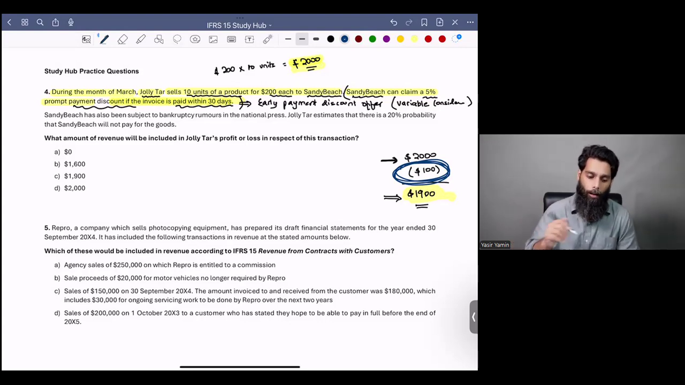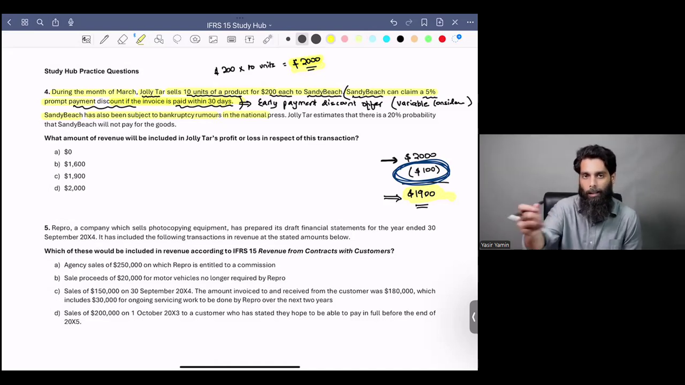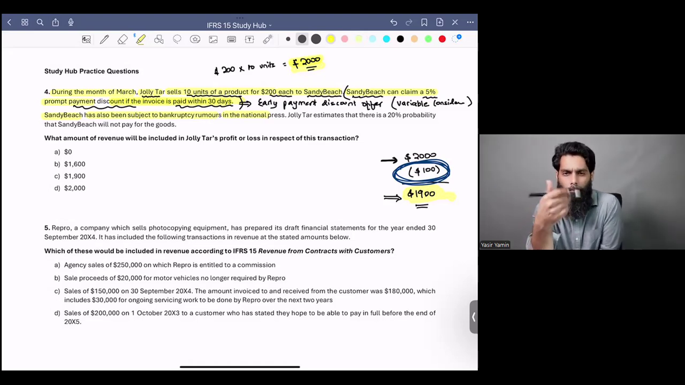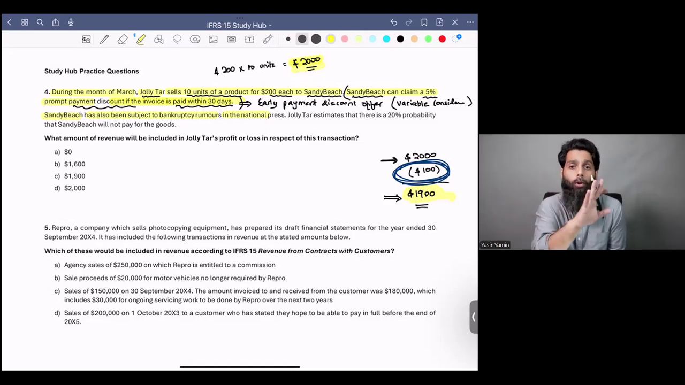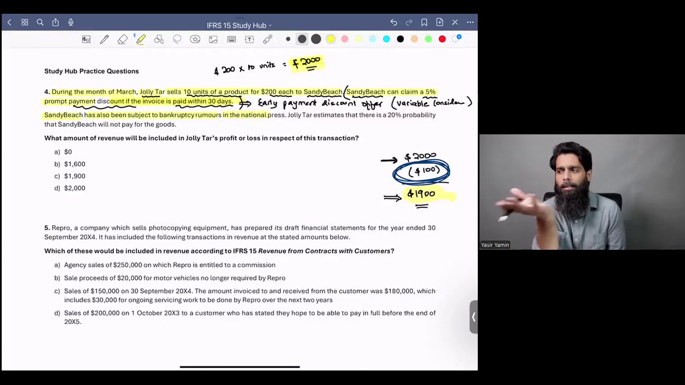So if you read the question further, it says that Sandy Beach has also been subject to bankruptcy rumors in the national press. In the newspapers, you see that they are subject to bankruptcy. I mean, there are rumors. There is no confirmation, right? There are just rumors.